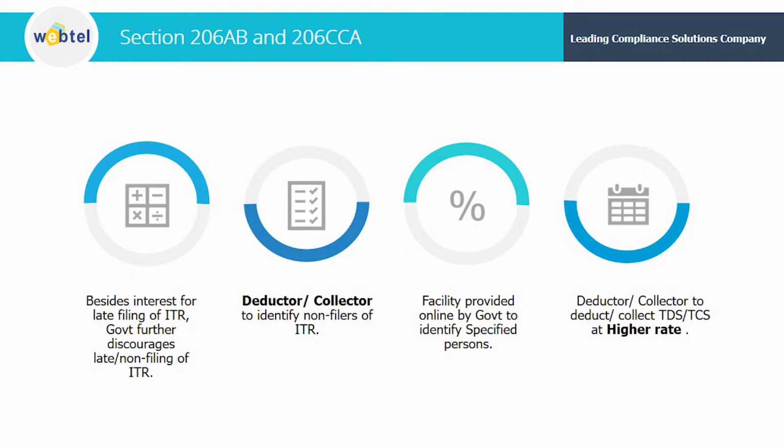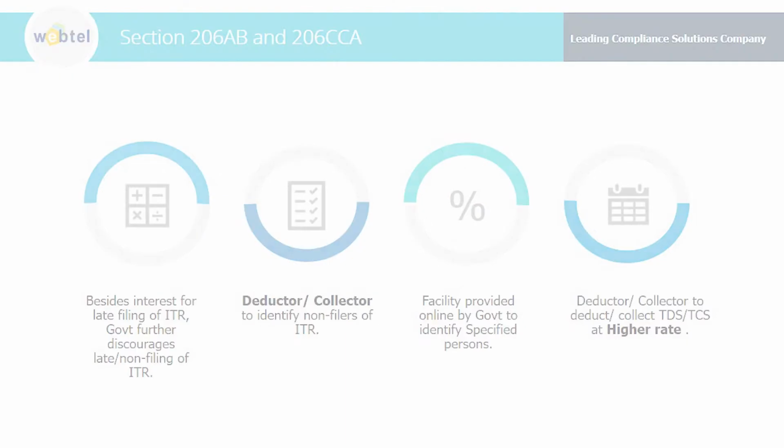So what will happen while we try to find out the specified persons for this purpose? The government has done a lot to discourage people from not filing ITRs, and that is why they levy interest also for late filing of ITR. But it has gone another step forward, and it now wants even the deductors and collectors to identify non-filers of ITR and deduct TDS at a higher rate, as I told you. And now the question will arise, how do we find that out? The government has given that facility on one of its portals, which I'll show to you.